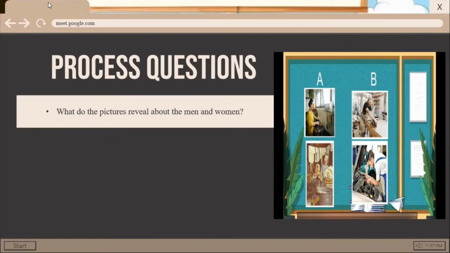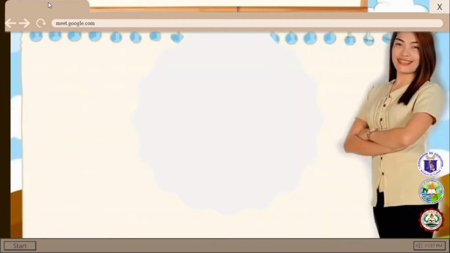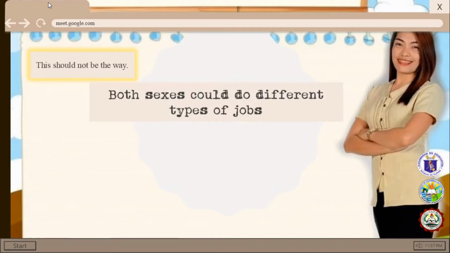What do the pictures reveal about men and women? Yes, you are correct. The pictures show that women are busy doing household chores and the men are doing physically demanding and dangerous jobs. Should women be always portrayed as doing the household chores and men doing dangerous jobs? Why? This should not be the way. Both sexes could do different types of jobs.